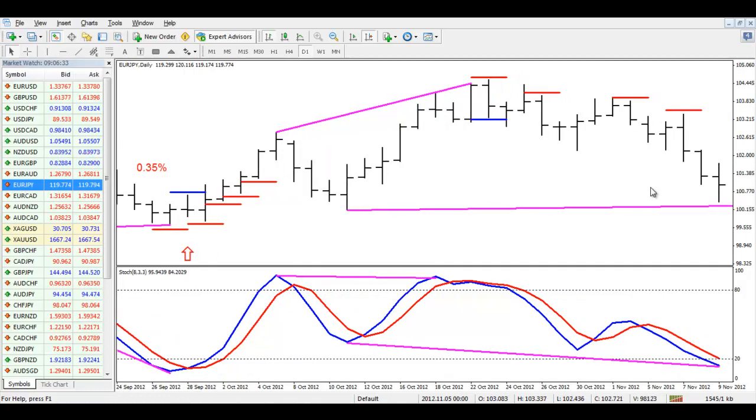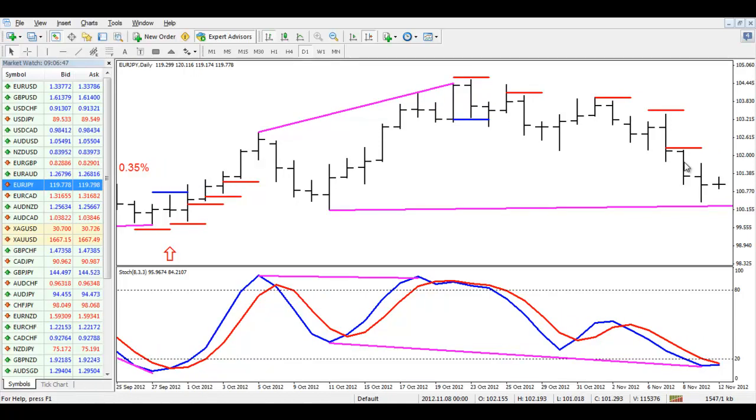Another seller bar and another seller bar completes the process. We can now move our stop loss again down to this level. We've completely reduced and removed our risk, and we've now actually locked in a small amount of profit.